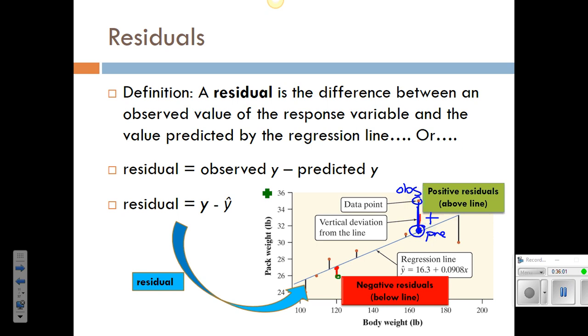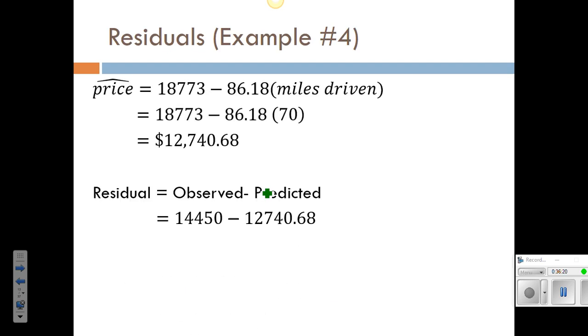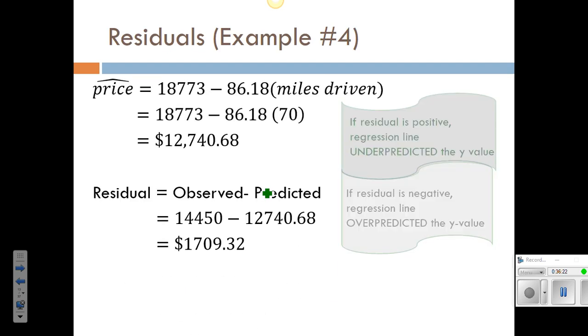Vice versa. Here, this is the observed value. This is the predicted value. That is going to be a negative residual, which means you overpredicted, right? Your prediction is too much. It's over the observed value. So that's what these two things say.